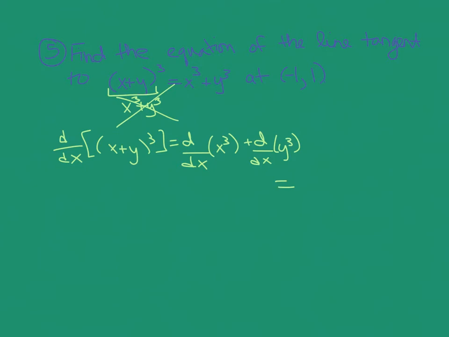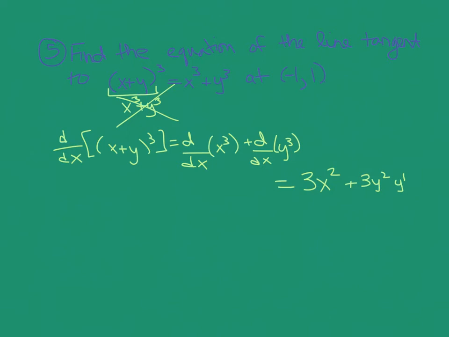So the derivative of x cubed with respect to x is just 3x squared. The derivative of y cubed with respect to x is 3y squared times dy/dx. So to make this problem a little bit simpler to look at, I'm going to rewrite that. I'm going to write dy/dx as y prime. You don't have to do that. You can write dy/dx everywhere, but I think this just makes it easier for more complicated problems.